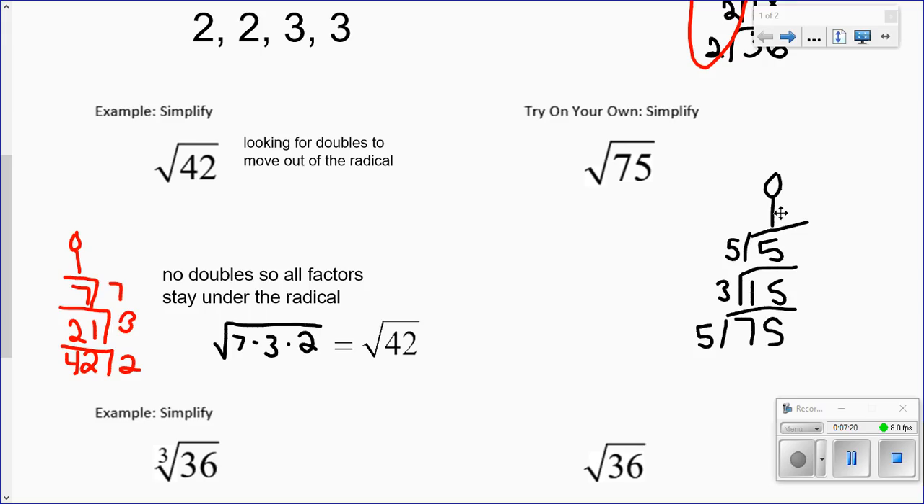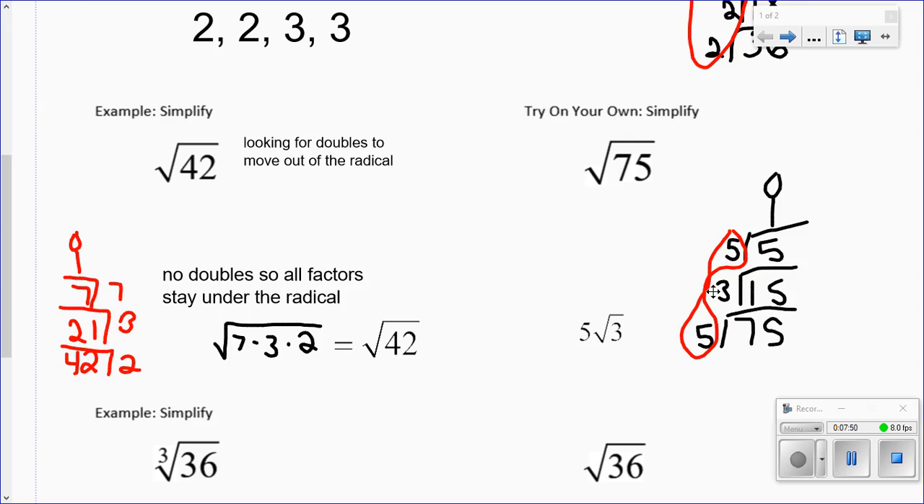Okay? So this one actually does have doubles. They have 2 5s. Now, 5 times 5 is 25. When you take the square root of that, it's just the number 5. So when you see this, when you have doubles, that means that one of the numbers gets to go on the outside. So if you have a pair of 5s, you get to put a 5 on the outside. Okay? The stuff that doesn't have a pair has to stay on the inside.